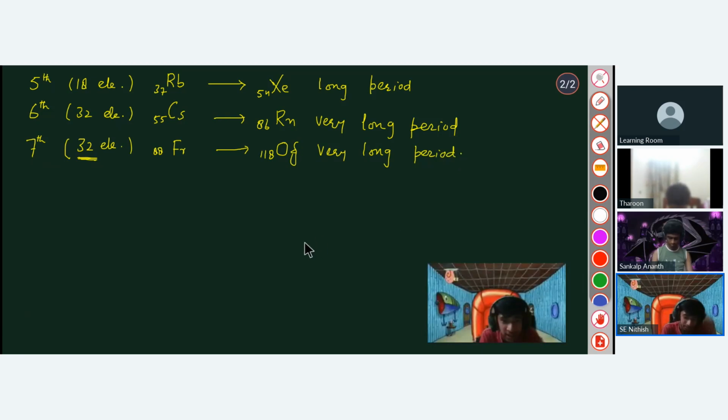So there are a total of 7 periods. It is very important to note down that you will not count lanthanides and actinides as separate periods. There are only 7 periods. You will never say that there are 9 periods.